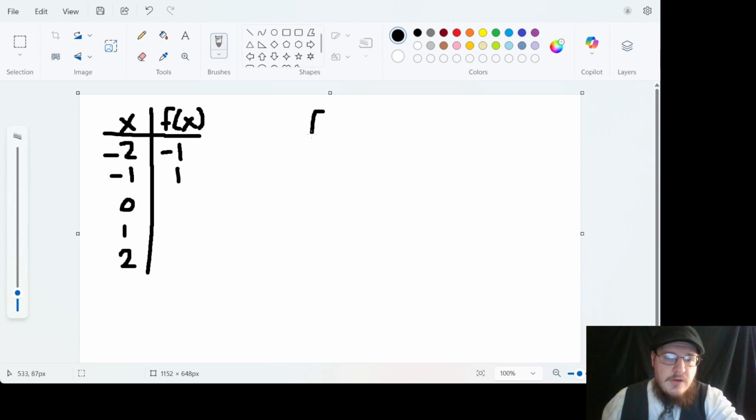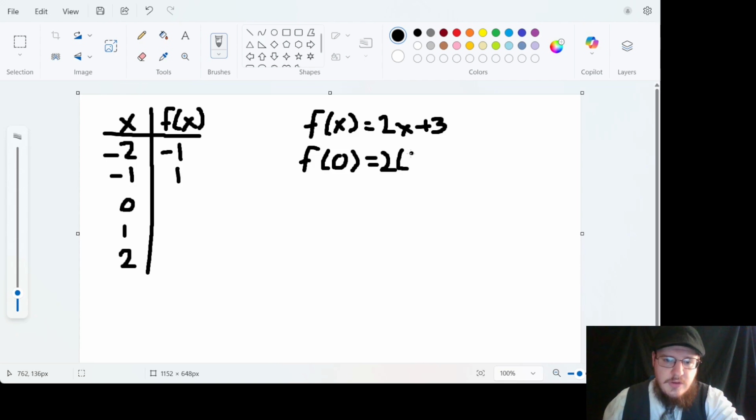So now, to keep the equation up here, that was my bad. F of x equals 2x plus 3. Okay, so now we're plugging in 0. F of 0 equals 2, 0 in the parentheses, plus 3.